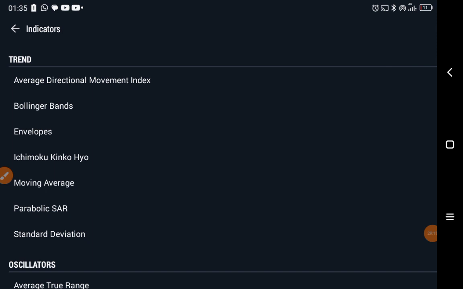We mentioned Bollinger Band, we mentioned moving average, you see a lot of them. But now check the second one. We have average directional movement index. Then the second one is Bollinger Band. Third one, we have envelopes. We have a lot of them. Then I think the fifth one we have moving average. Now let's check the moving average. Just click on moving average.